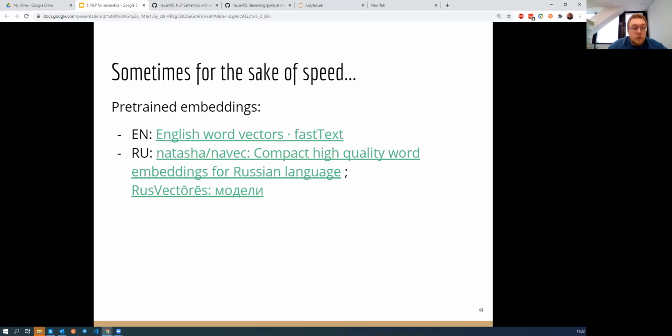Sometimes it is good to think about the efficiency of your systems. If you remember, even Word2Vec is a neural network. Neural network means matrix multiplication.